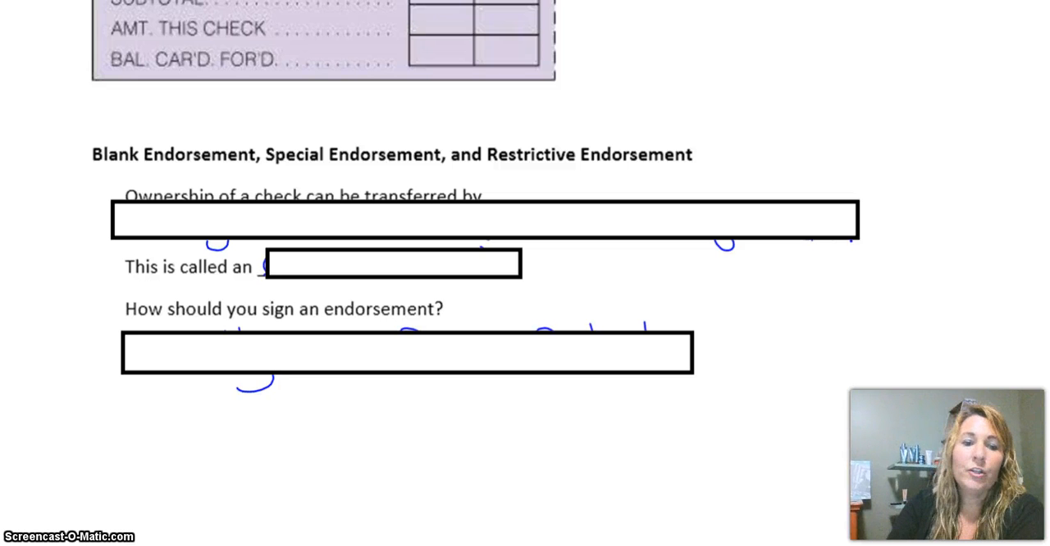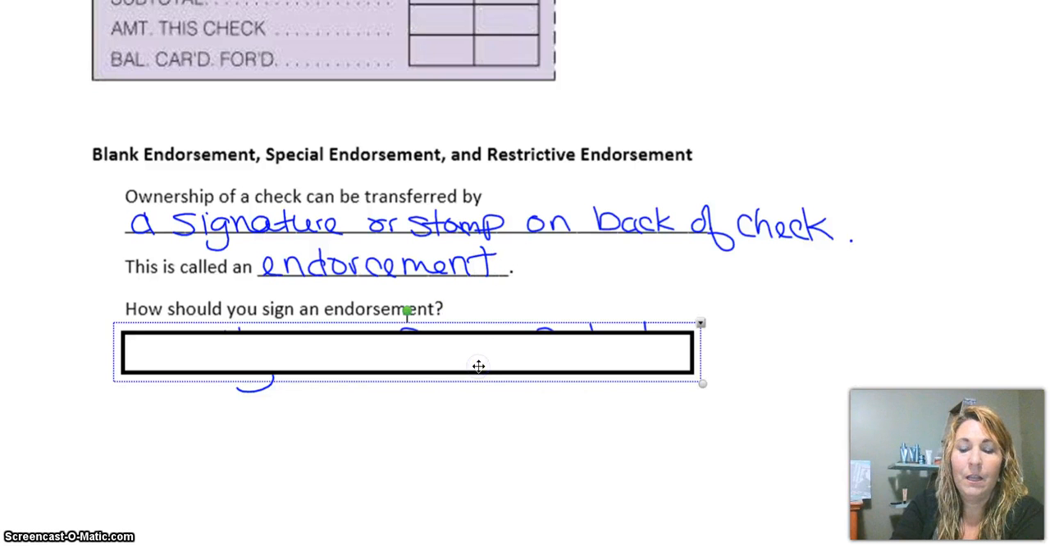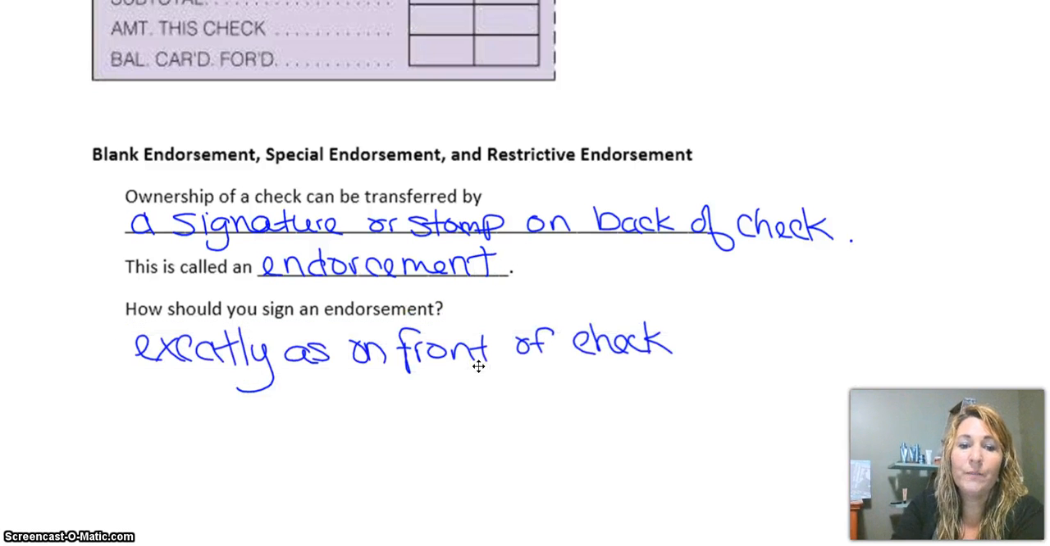When we are depositing our checks into the bank, we need to endorse them. Ownership of a check can be transferred by the signature or a stamp on the back of the check. When you deposit a check, you always need to sign it, or businesses will usually use a stamp on the back of the check. This is called an endorsement. How should you sign your endorsement? Exactly as on the front of the check.